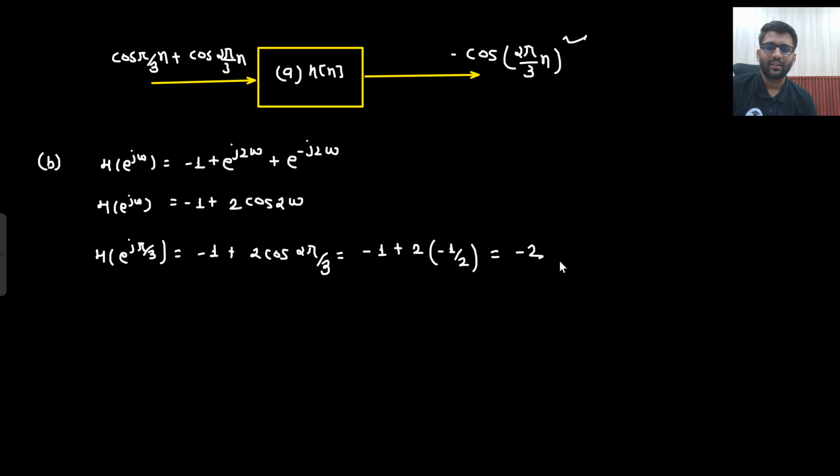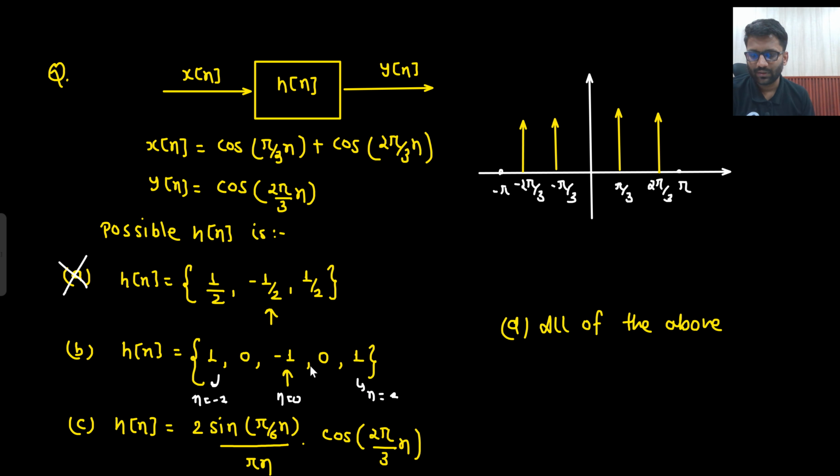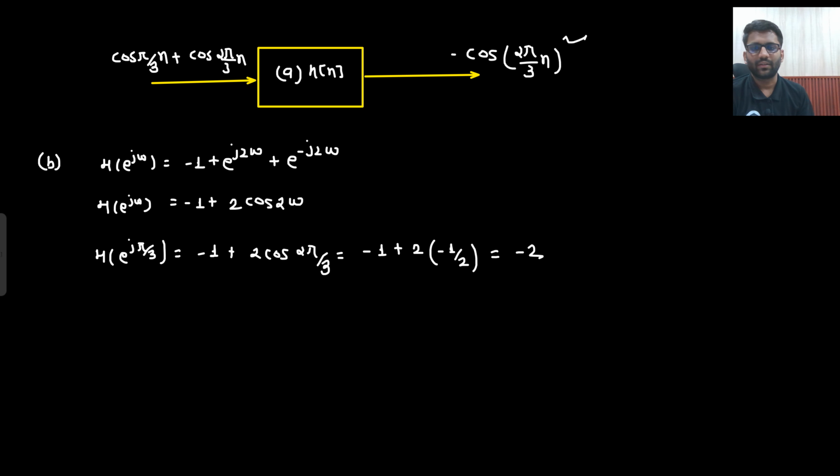We are understanding this point, right? Or did I do anything wrong? No, minus 1 was there, 1 was there. e to the power j2 omega and e to the power minus 2j omega would come, right? So 2 cos 2 omega. When I check at pi by 3, what is the response I am getting?